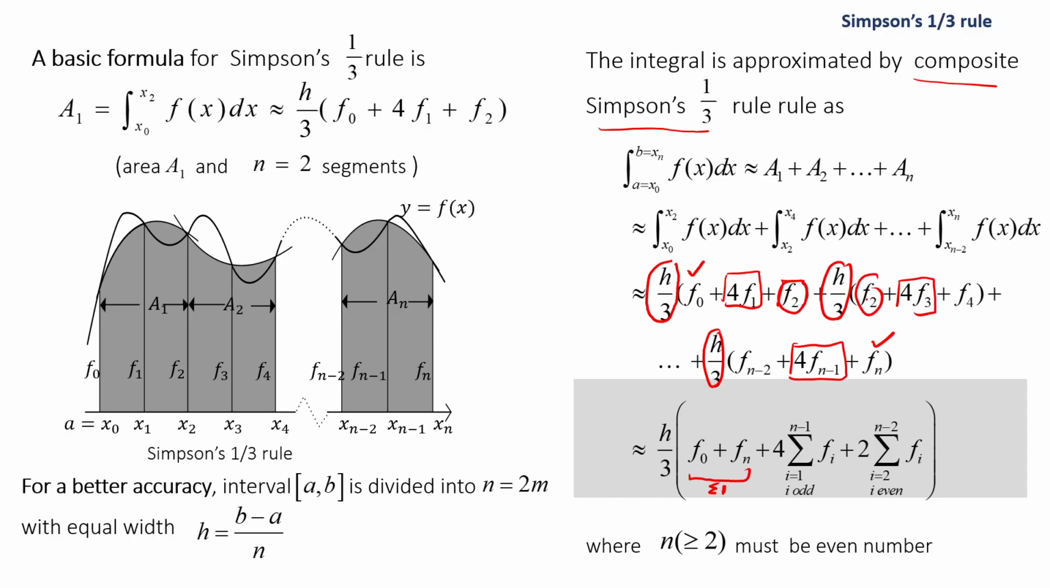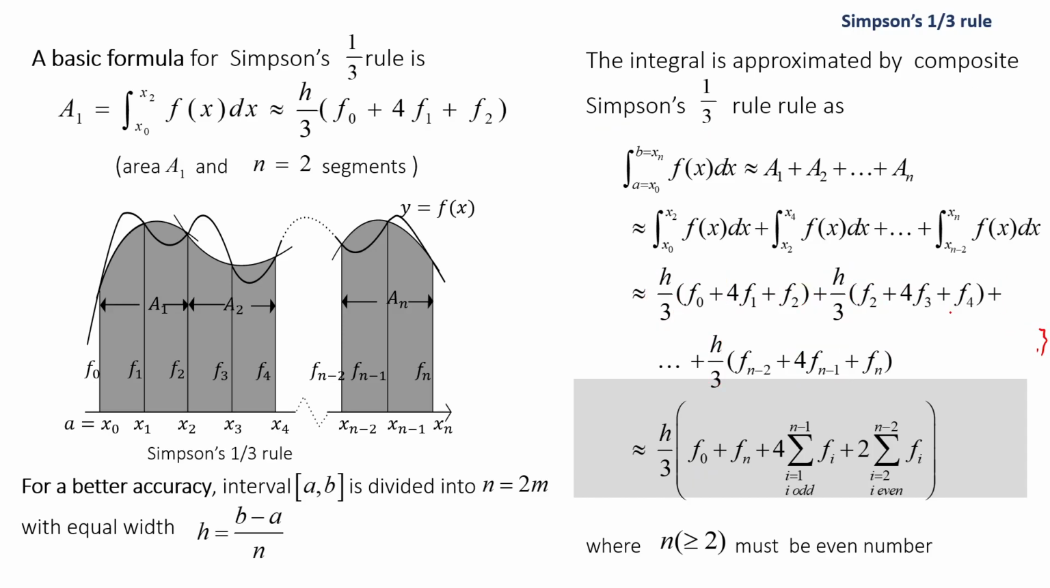f2, 2 times. If you do A3, segment A, meaning area A3, you should have h over 3 times f4 plus 4 times f5 plus f6. Erase everything. f2, this is f4, and then you have h over 3 f4 plus 4.